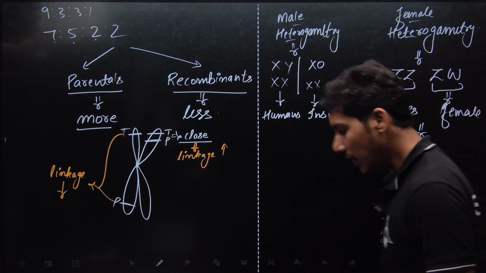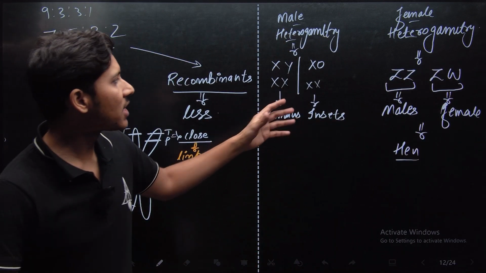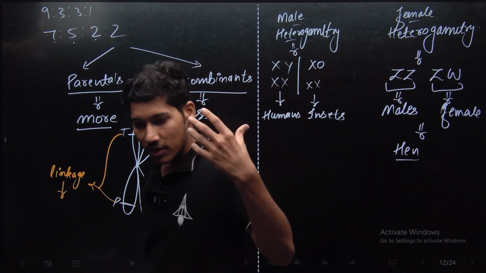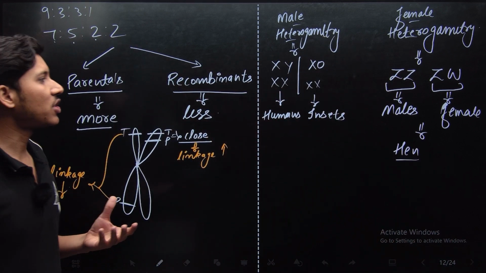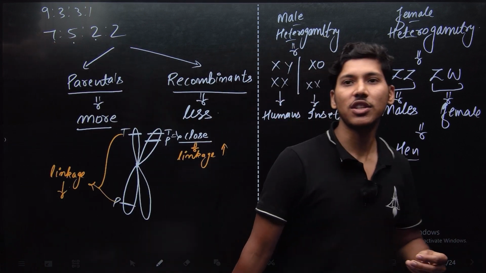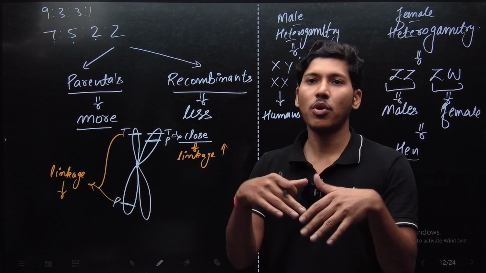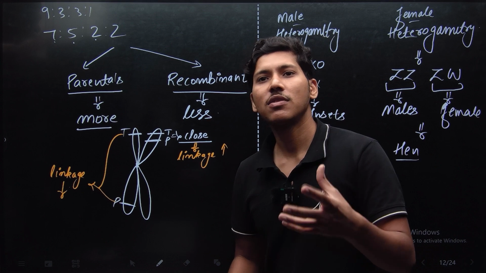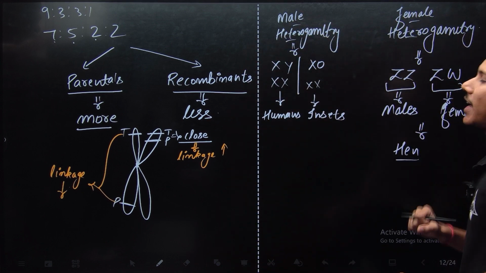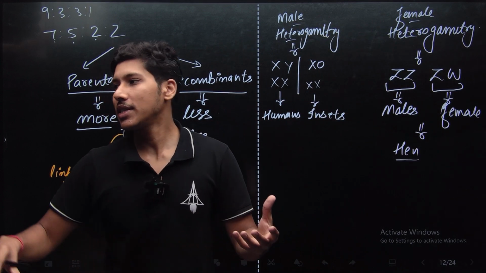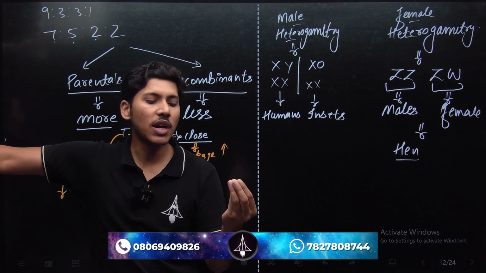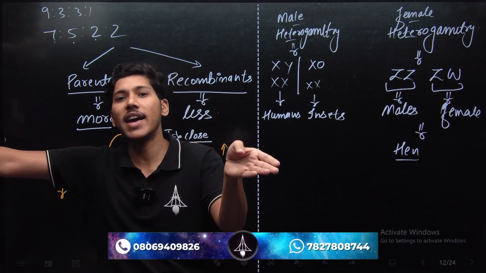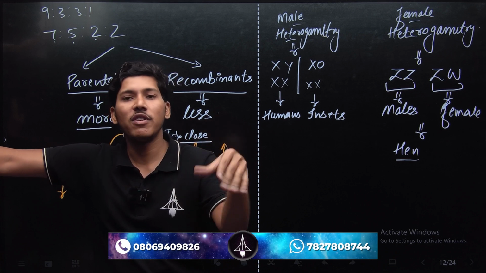Okay. Now, next in this chapter, there is a topic known as sex determination, and in sex determination, we mainly study whether the progeny which is going to come is male or female. In that case, we have male heterogamety and female heterogamety. Male heterogamety means the males produced contain two different allosomes or two different sex chromosomes. Like in humans, we have XY. Males are XY, females are XX.